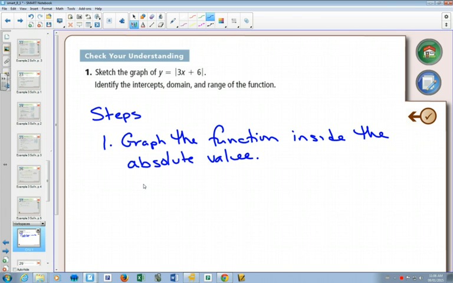So we're going to sketch inside. In this case, what do we have inside? We're just going to graph y equals 3x plus 6, because that's what's inside.